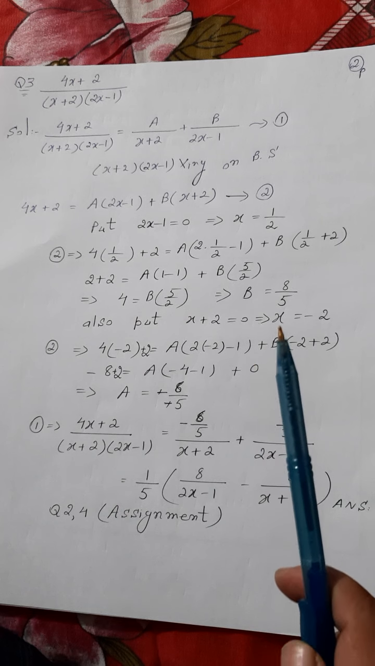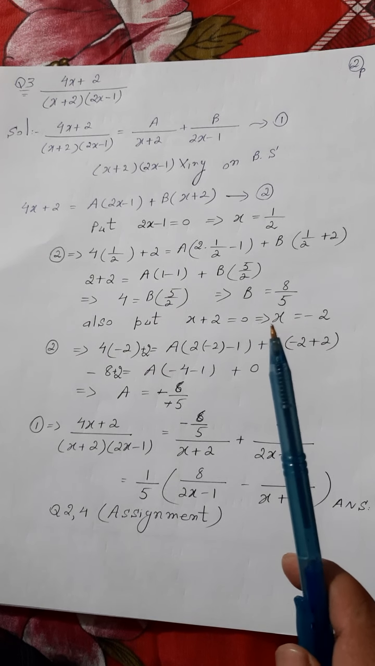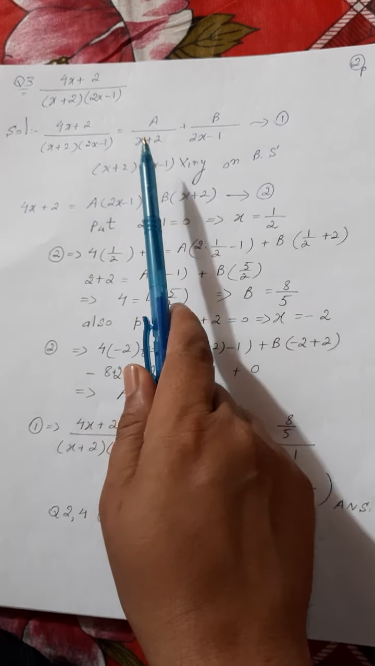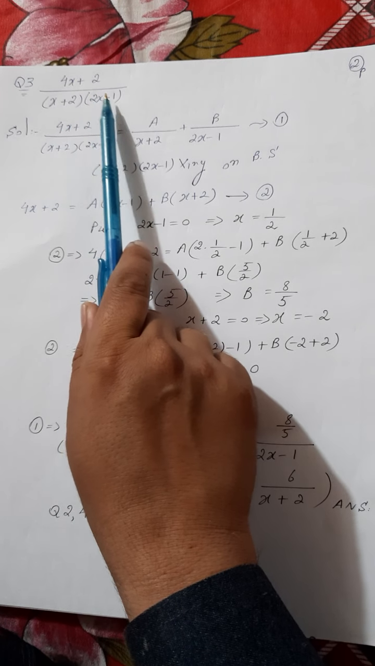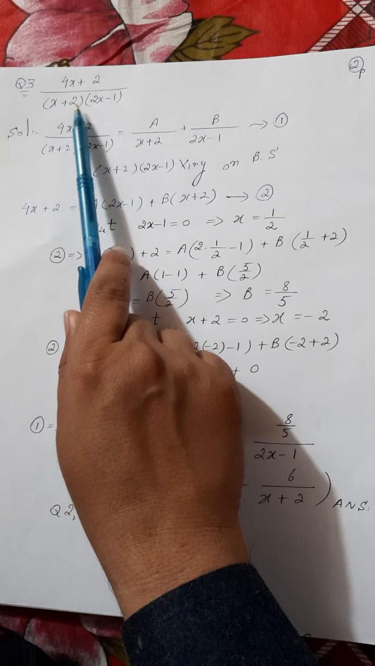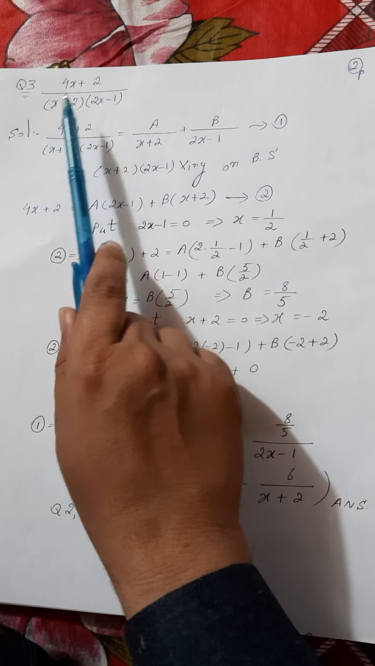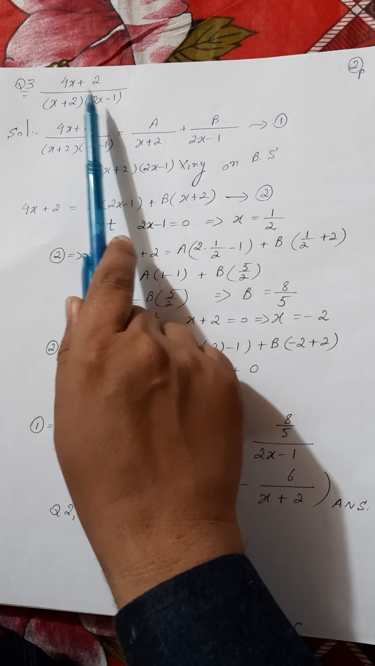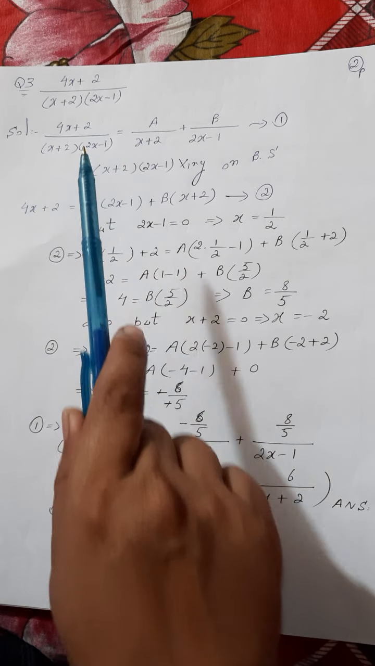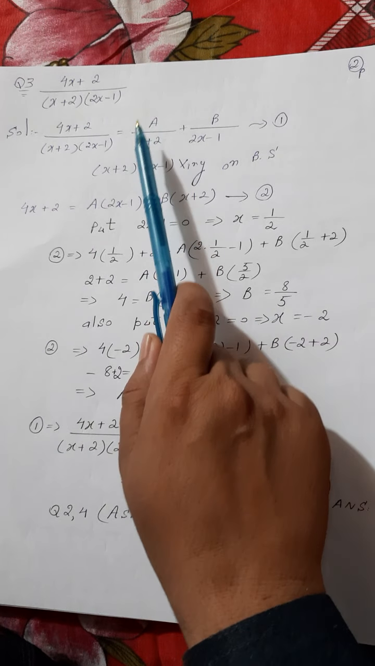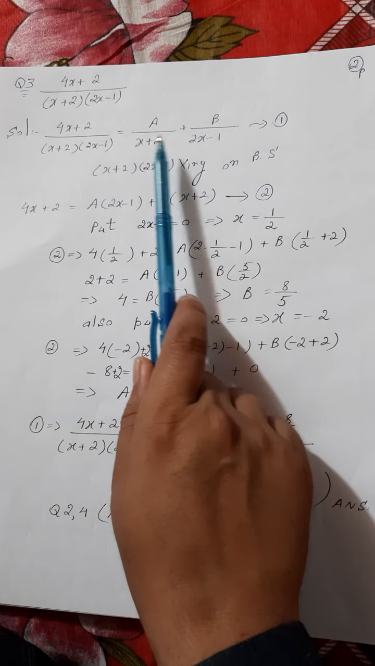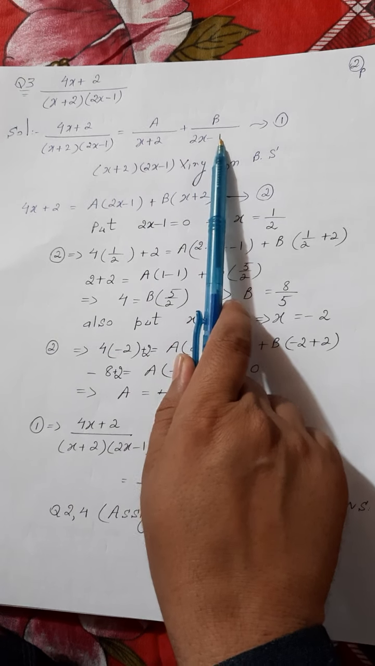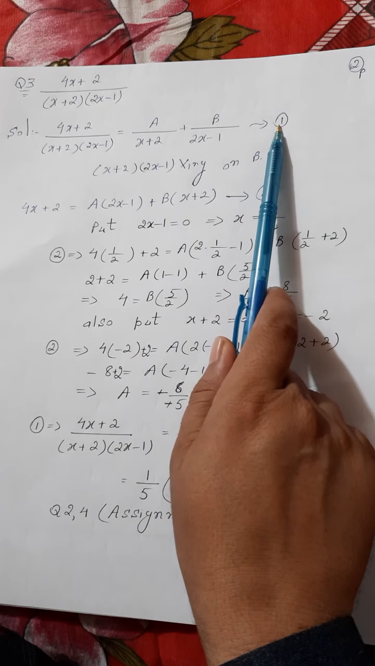Next one, question number 3 of exercise 5.1. A similar case, non-repeated linear factors. There is x plus 2 and there is 2x minus 1. Non-repeated and linear mean x raised to power 1. So a similar fashion is there: a is divided by the first factor plus b divided by the second, and we multiply x plus 2 and 2x minus 1 on both sides of equation 1.